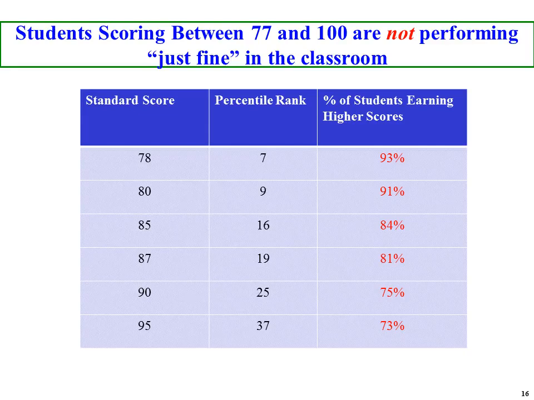Let us take a look at it. Let's begin with the highest one, that's at the bottom. If you have a score of 95, 73% of the students perform better than you. 75% perform better than you. 87, 81%. You're at 85 for a standard score, and 84% perform better than you. So now when you get down to the 80s, it's 91%, at 78, 93%.